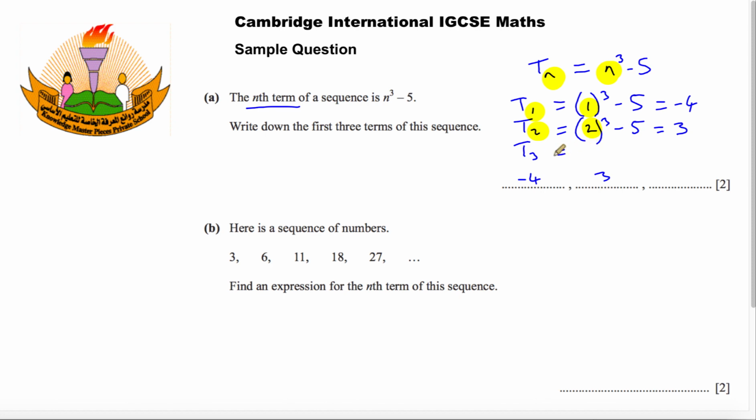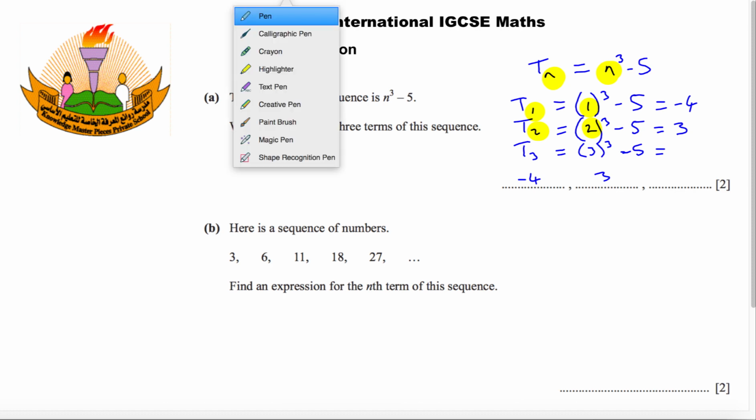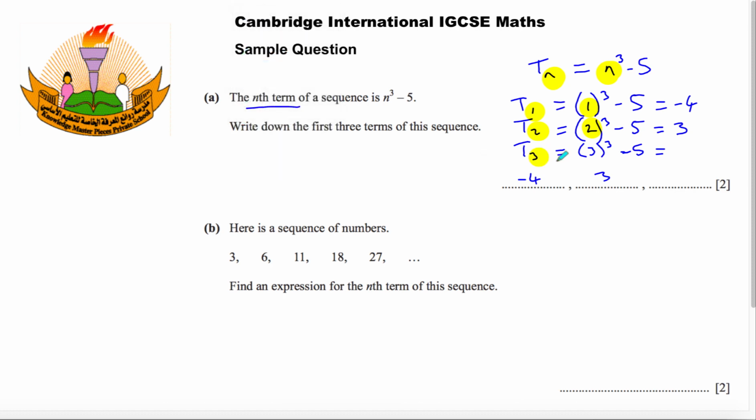And finally, we have T3, which will be 3 cubed minus 5. And again, replacing this time the n with the number 3. So 3 cubed is 3 times 3 times 3. Again, this is not 9. It's 3 multiplied by itself 3 times, which is 27. And 27 minus 5 is 22. So the third term is 22.